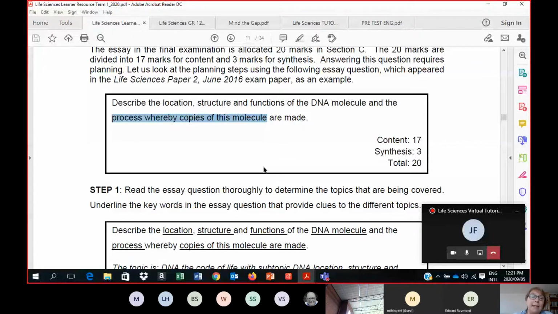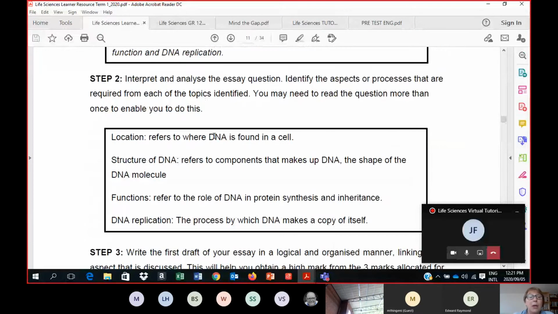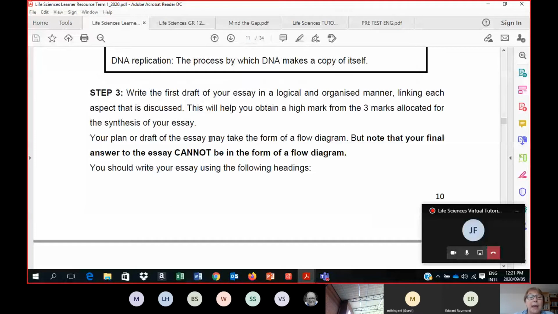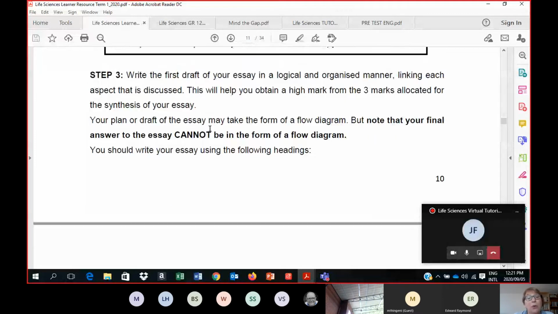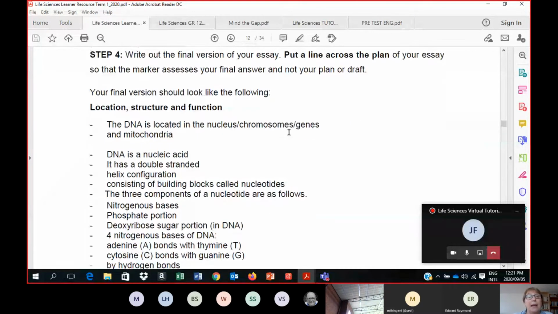So you're going to plan it. And, well, I've already explained all of this over here, so I'm not going to go over the whole essay again. So you're going to have a little draft. But when you present your final answer, very important, it cannot be in the form of a flow diagram. When you're doing your planning, you can do little arrows and so on, that's fine. But not when you write your final essay. In your final essay, it's going to look something like this.